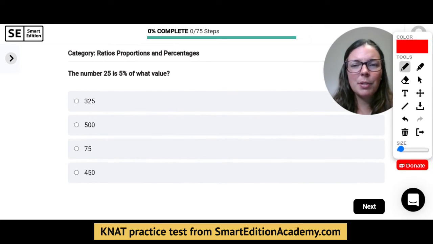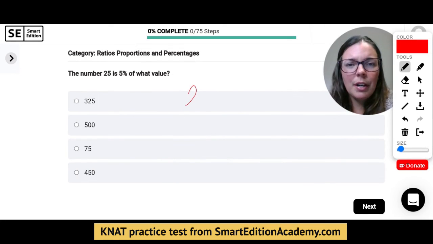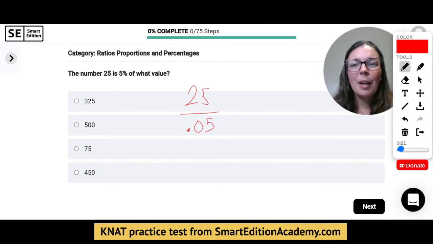The number 25 is 5% of what value? All right, so the quickest way to do this is to take 25 and divide it by 5%, which we need to turn into a decimal, 0.05. Okay, this is the quickest way to do it. Might not be the most straightforward way to do it though.